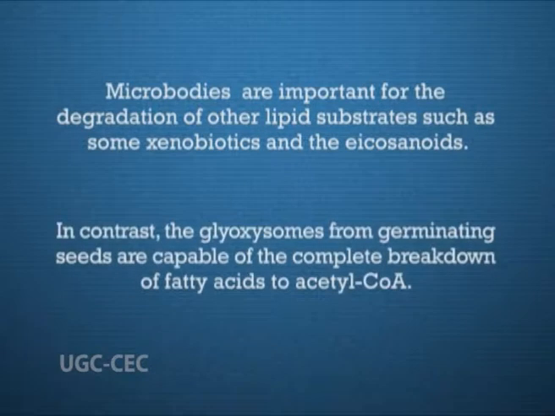In contrast, the glyoxysomes from germinating seeds are capable of the complete breakdown of fatty acids to acetyl-CoA. They also integrate this metabolism with the operation of the glyoxylate cycle, which allows plants, in contrast to animals, to synthesize sugars from acetyl-CoA. Leaf tissues also contain peroxisomes, and it is found that beta oxidation in leaves is always found in peroxisomes, with significant activity in mitochondria in some circumstances.